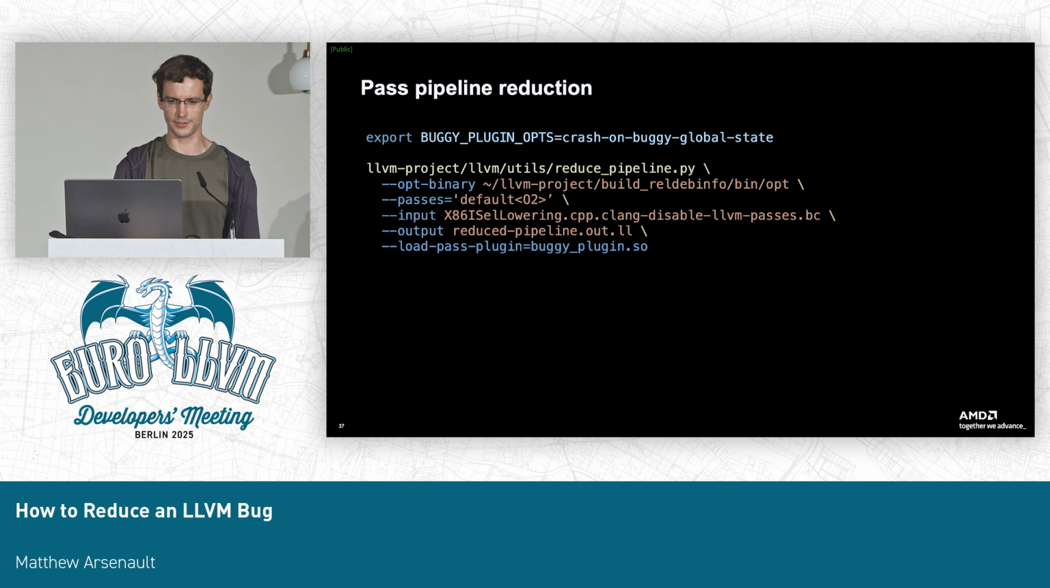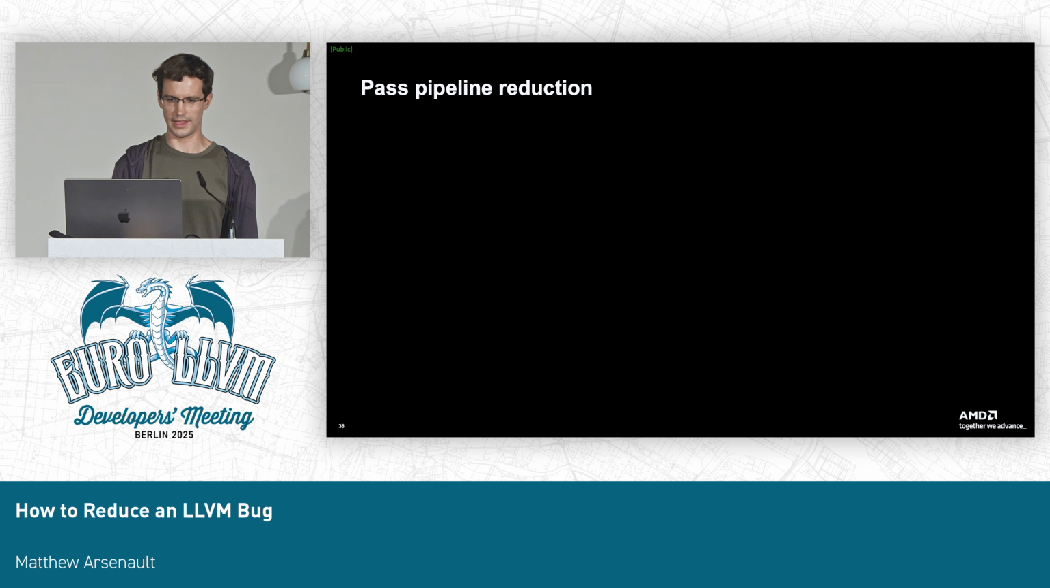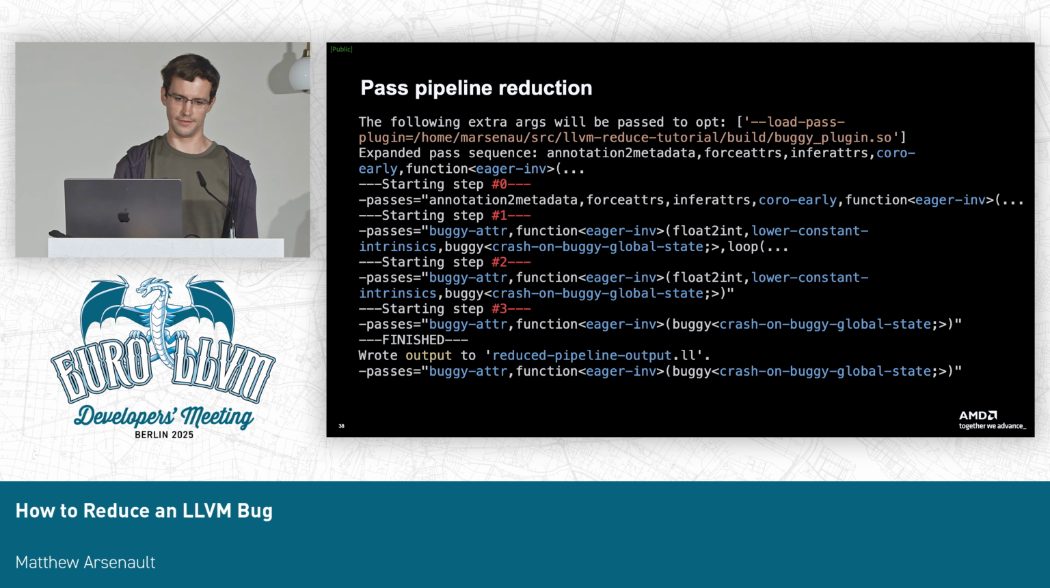So the script is easy to use. You just point it to opt, give it your arguments, which in this case includes the plugin, give it your Clang extracted output, and then give it the default pass pipeline. Then the output looks something like this. It keeps running the pass until it breaks, and then trims down the pass list. So in this case, we required 2 passes to reproduce the failure. We run this pre-module pass, or this pre-pass that set the flag, and the later function pass crashes on it.